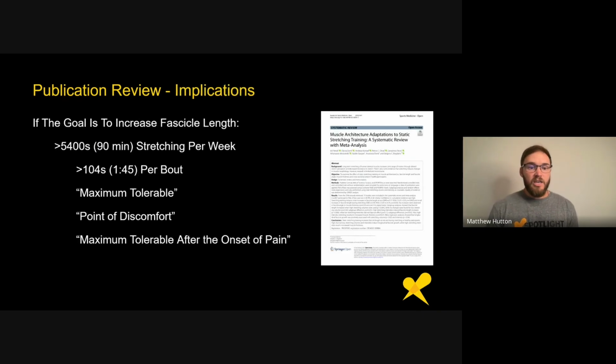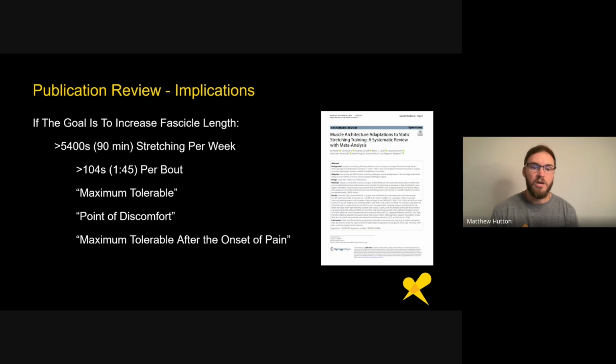The implications: if the goal is to increase the fascicle length, you need greater than 5,400 seconds. So they took the median of all of these different papers, and what they saw was 5,400 seconds is the median. And so you're either going to be over that or under that. And then they divided them into low volume and high volume stretch groups. So you need a minimum of 90 minutes per week in order to facilitate these structural changes.